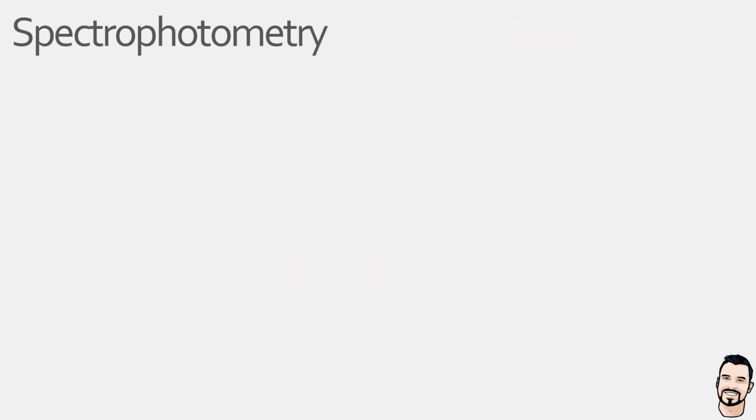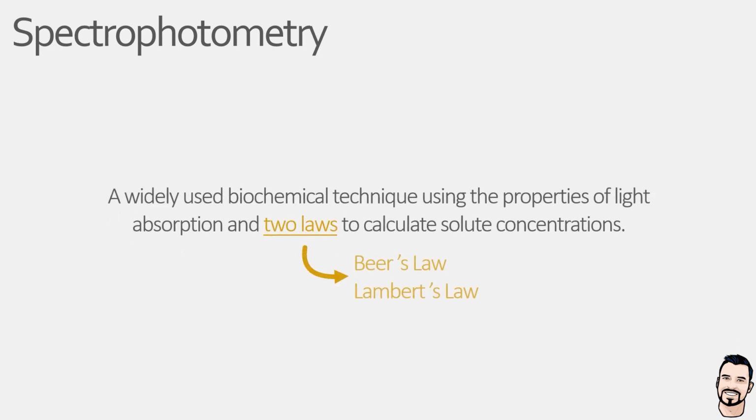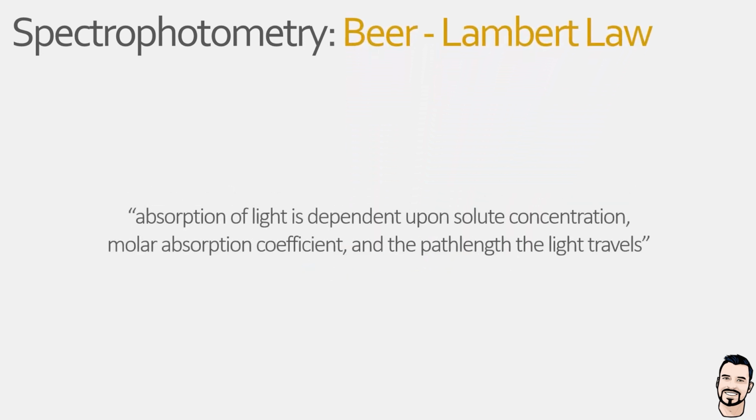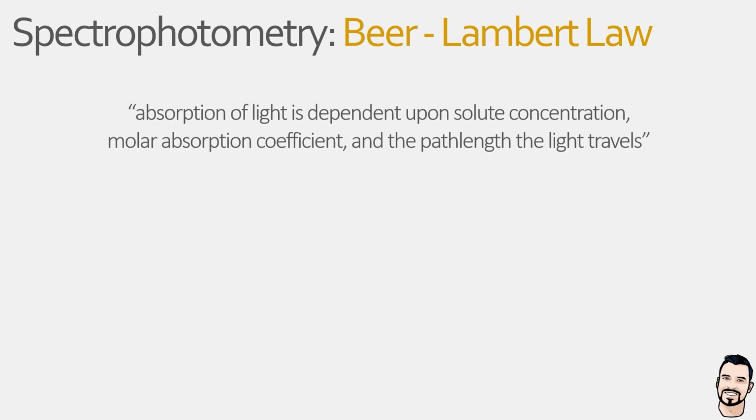Now together, as I said earlier, these two laws can allow us to calculate solute concentration in solution, and therefore we commonly apply both laws together, and in doing so they become the Beer-Lambert law. And essentially the Beer-Lambert law states the absorption of light by a solution is dependent on the solute concentration, the molar absorption coefficient, and the path length the light travels through the solution. So let's have a look at how we actually calculate the absorbance of a solution using the following equation.